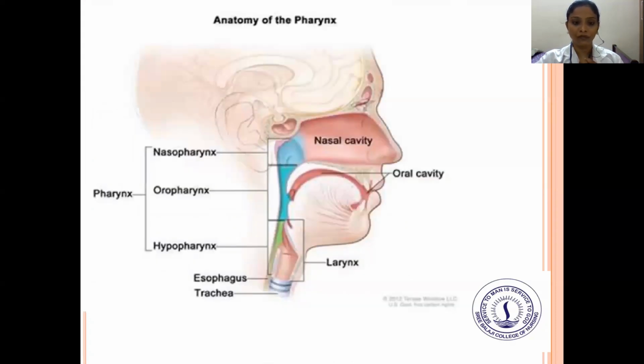So for the anatomy of the pharynx, you can see here the nasopharynx, oropharynx, and hypopharynx. Together it is called the pharynx. And here is the nasal cavity and the oral cavity, and then the esophagus, with the continuation of the esophagus and the trachea. This is the exact anatomy of the pharynx.